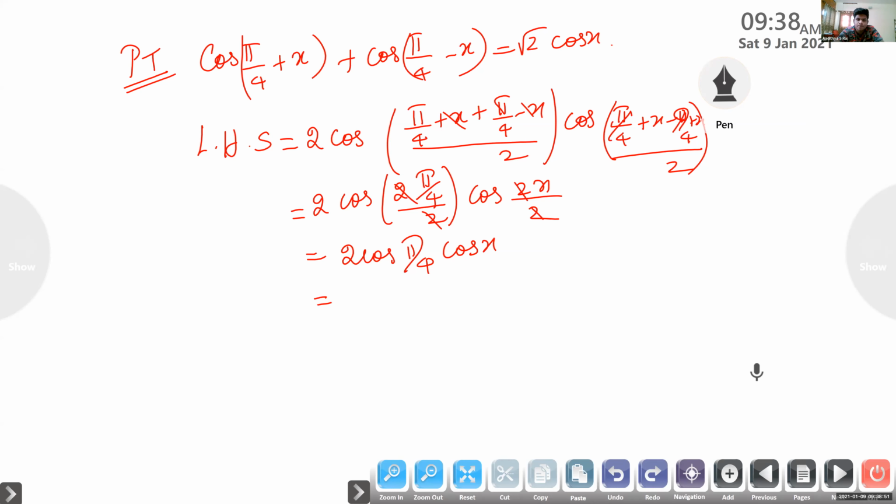Then, if you substitute the value of cos pi by 4, you will get the answer. And simplify, you will get the answer.